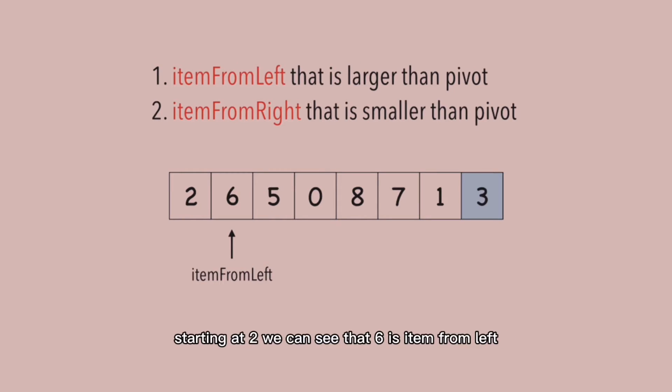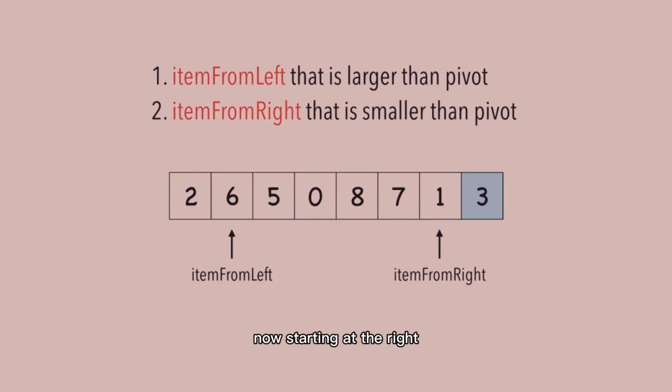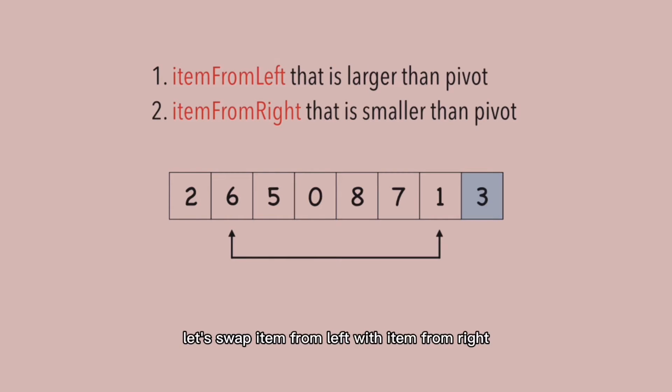Starting at 2, we can see that 6 is item from left. Now starting at the right, we see that 1 is item from right. Let's swap item from left with item from right.